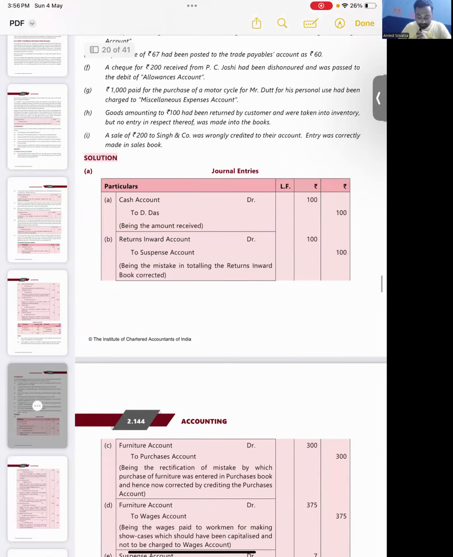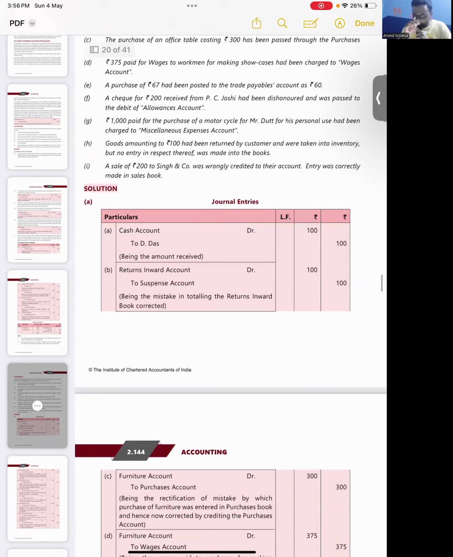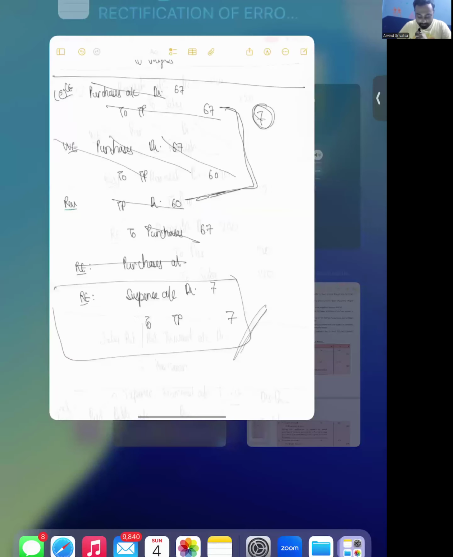Fine. Next one. A check of 200 received from PC Joshi has been dishonored and was passed to the debit of allowances account. This was similar to one we saw in the last question. So the correct entry for this is basically, I'll just write it down. I'm not able to annotate here.